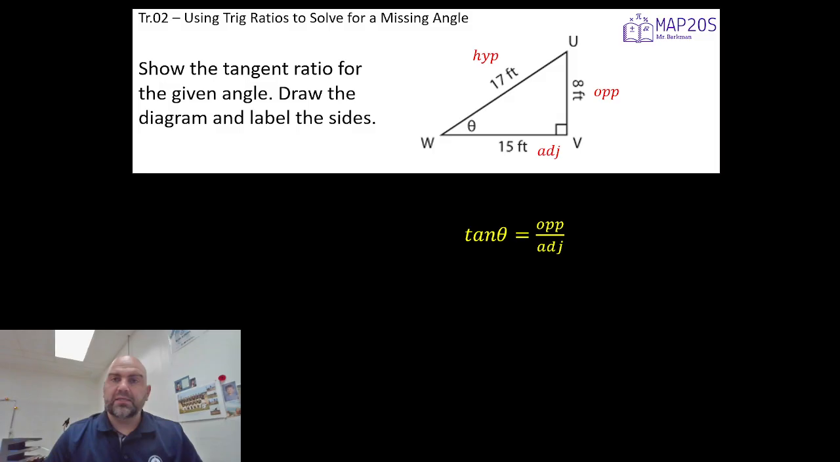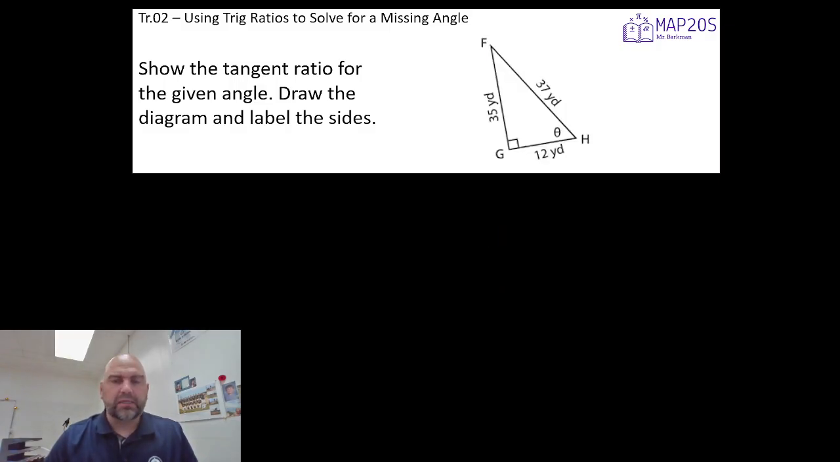Remember that in this case, we're looking at angle W. That's the theta we're given there. And so 15 is the adjacent and 8 is the opposite. It's all based on where that angle is. Plug those values in. 8 divided by 15, our tangent ratio is 0.53. Okay, so there's 0.53.